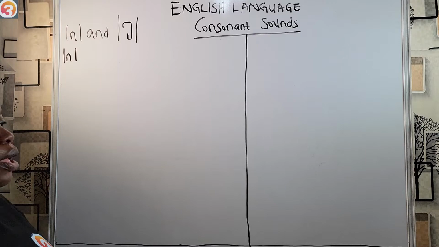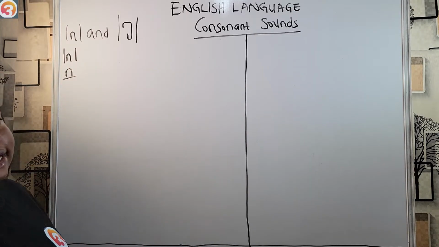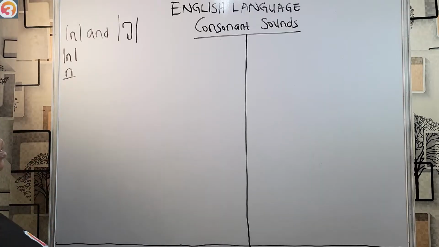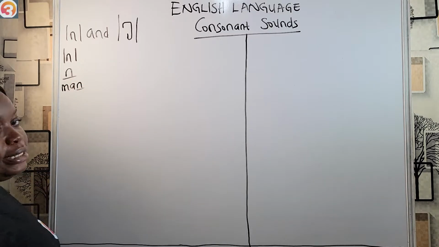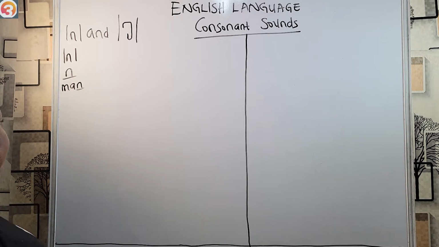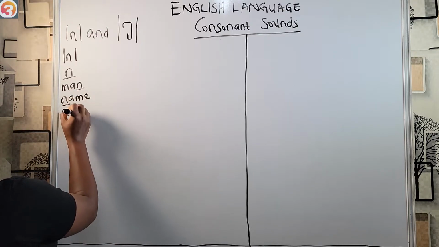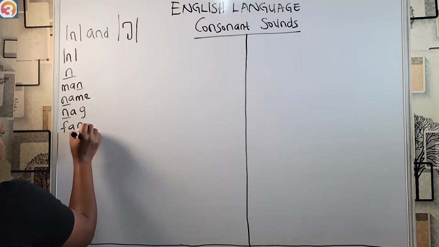We pronounce it as n, and of course, words containing letter N contain this sound, whether at the beginning, the middle of the word, or even at the end. A good example is man. The N at the end there contains the sound. Man, name, nag, fan, many.